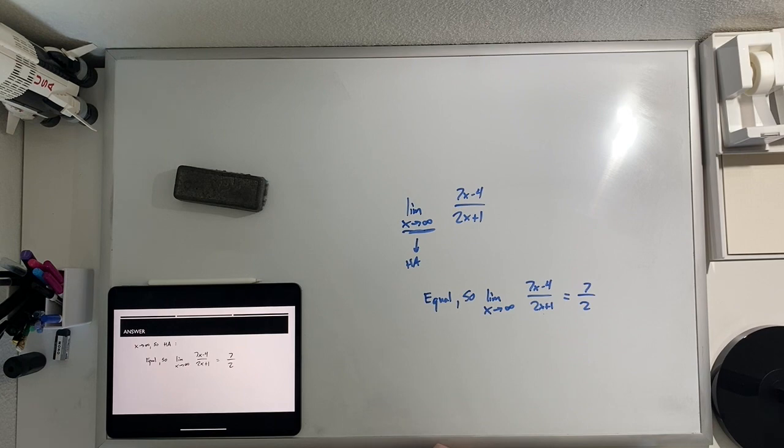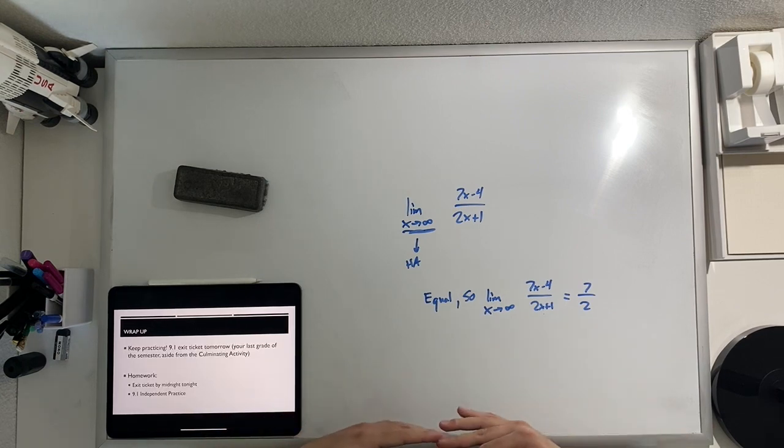So there we are. Check your work. Okay, especially those tricky ones where we have to consider approaching from both sides. I know it's been a little while since we've talked about problems like that. Keep practicing. Tomorrow, we will take our formal graded 9.1 exit ticket. Okay, this will be your last grade for the semester, aside from the culminating activity. Get that exit ticket done by midnight tonight and be prepared for your graded exit ticket tomorrow.